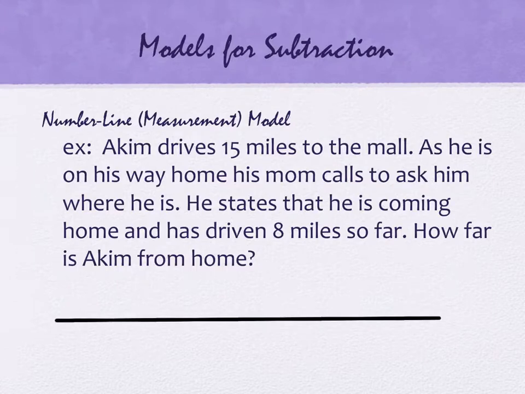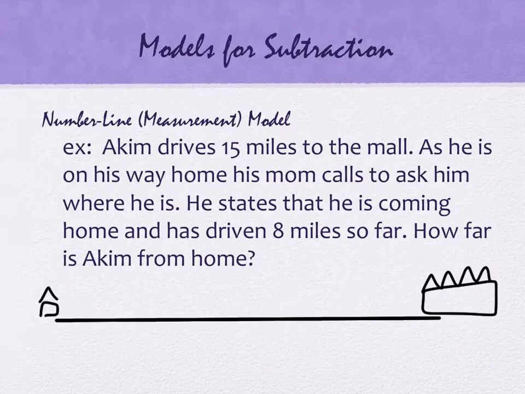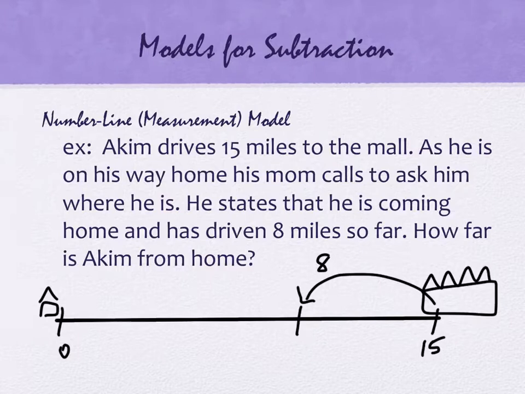And we have Akeem's home. That's his home. And we've got the mall. It looks kind of like a castle, but that's my mall. It's supposed to be big. And it says that it's 15 miles from one place to the next. So 0, 15. And Akeem tells us that he's driven 8 miles back. So the question is, my picture's not to scale, but the question is, how far does he have to go? So what is the answer to this question? It's 7 miles, not just 7, but 7 miles.